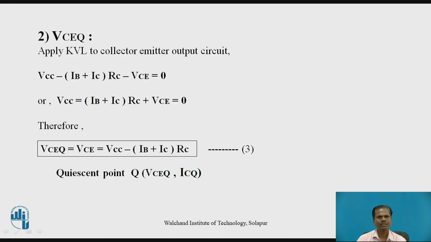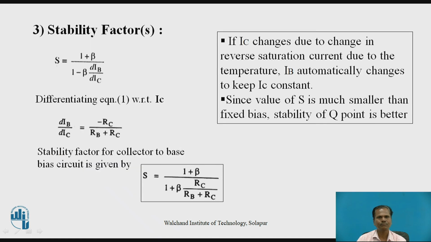Now let us obtain the equation for VCQ. Apply KVL to the collector emitter output circuit. VCC minus (IB plus IC) into RC minus VC equal to 0, or VCC equal to (IB plus IC) into RC plus VC. Therefore, VCQ equal to VC, that is the collector to emitter voltage, equal to VCC minus (IB plus IC) into RC, and we get the coordinates of the quiescent point, VCQ and ICQ.